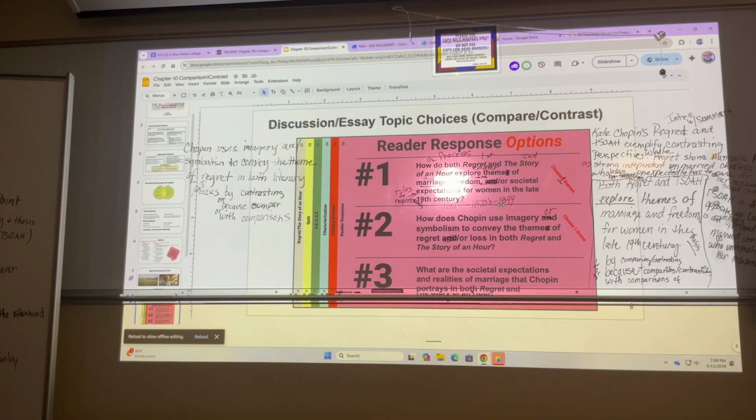Okay, so that's one. And then the second one: how does Chopin use imagery or symbolism to convey the theme of regret or loss in both Regret and The Story of an Hour? And the last one: what are the societal expectations and reality of marriage that Chopin portrays? I don't think I need to change that one.